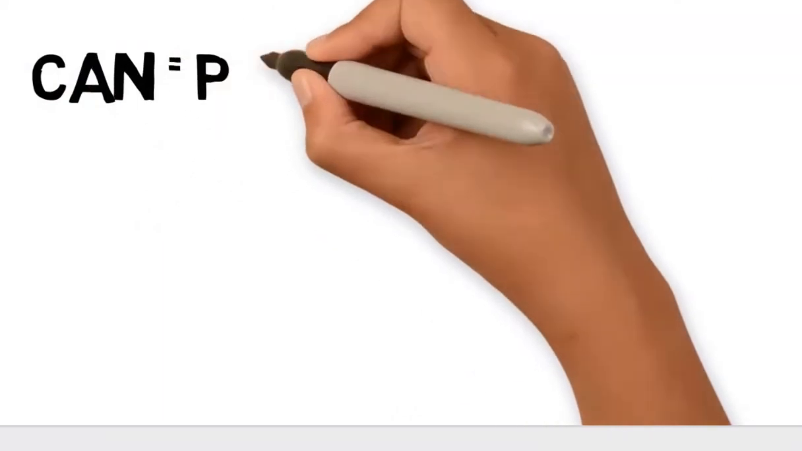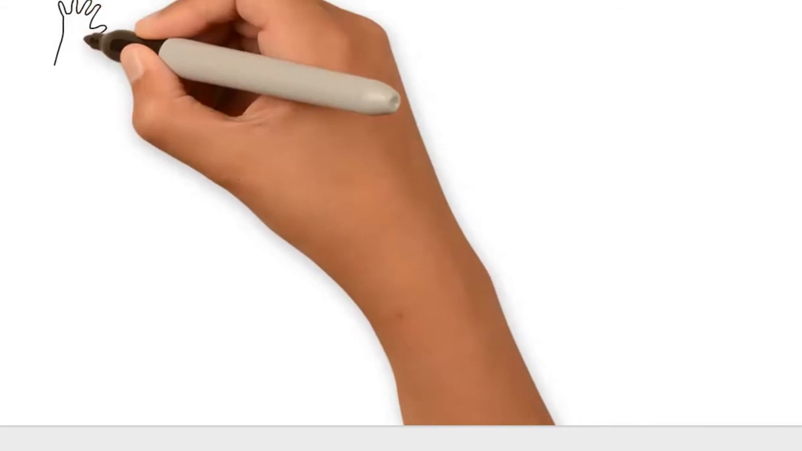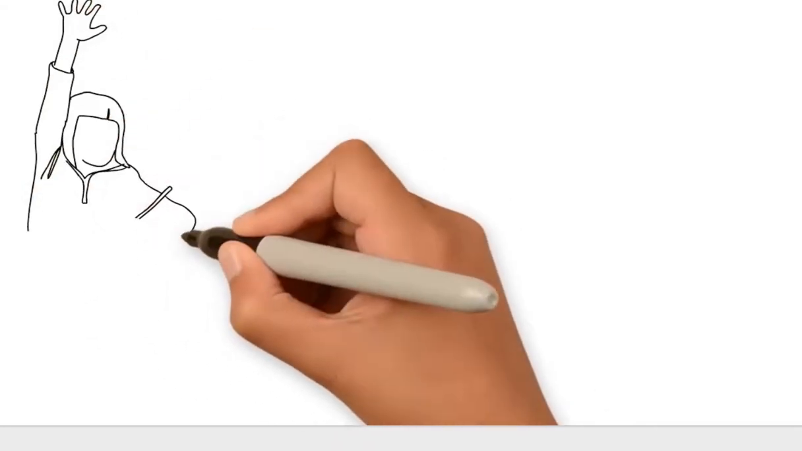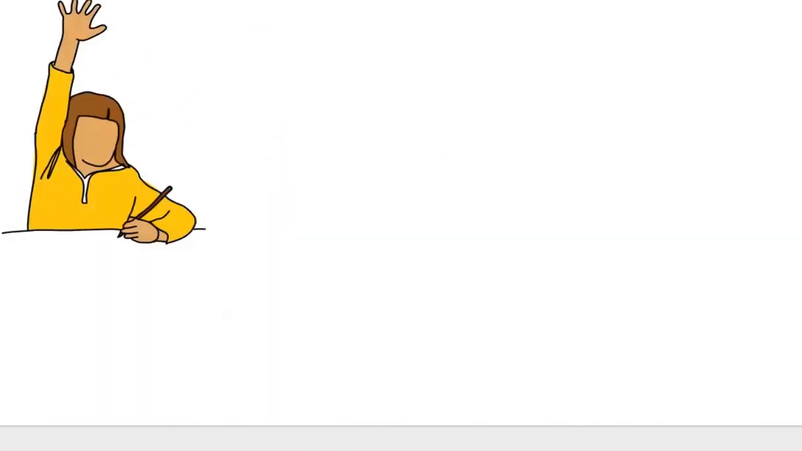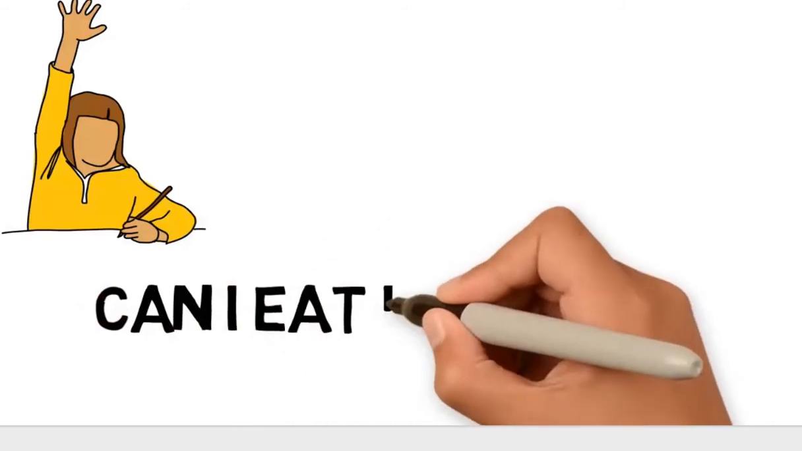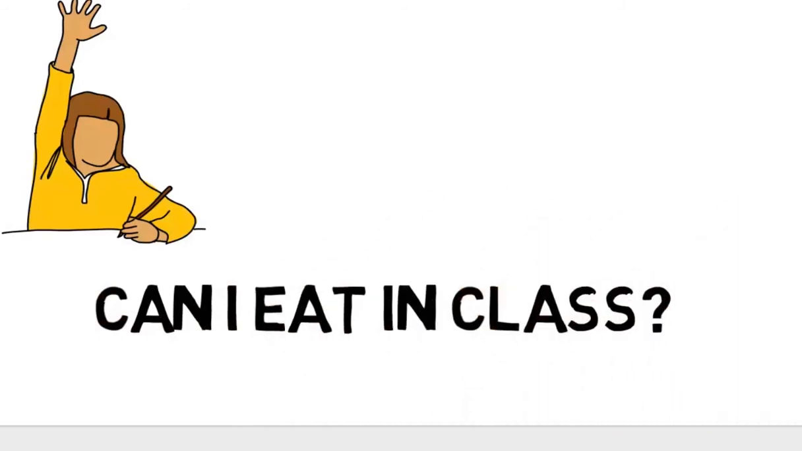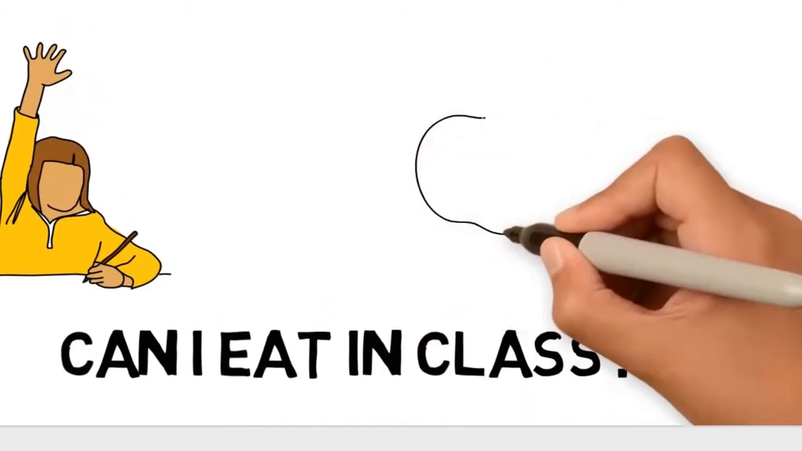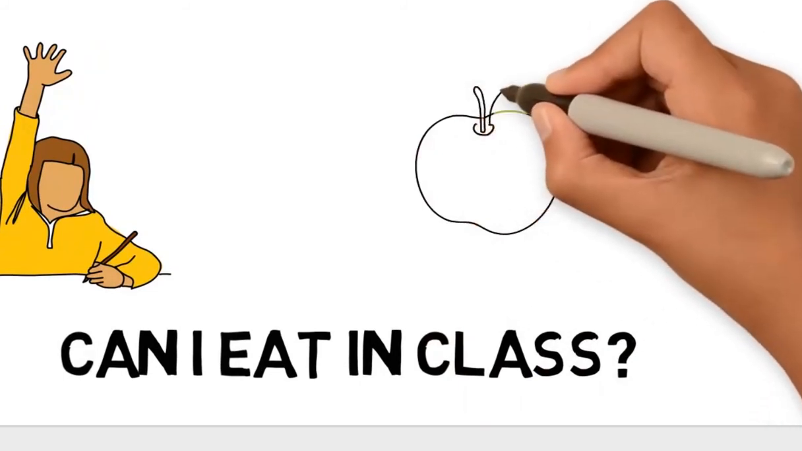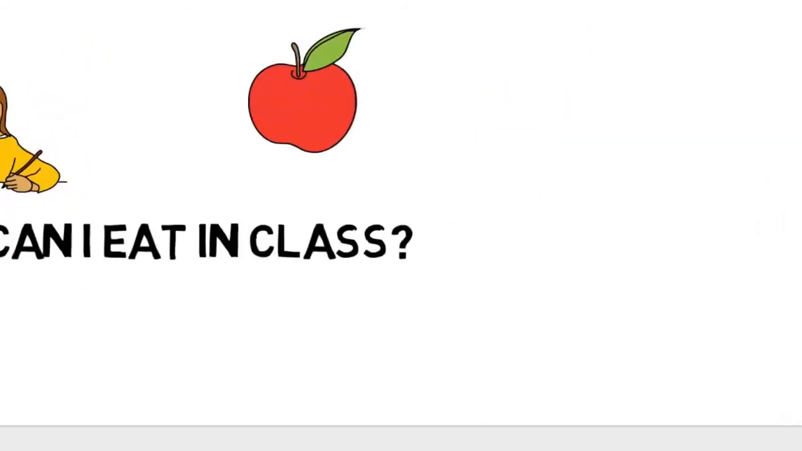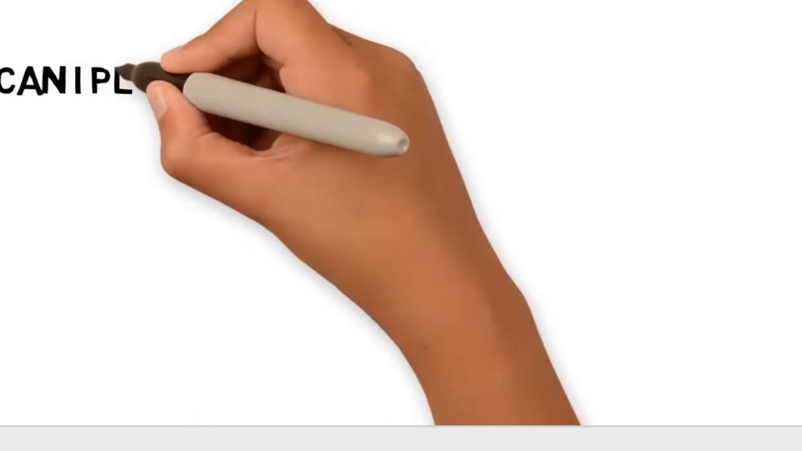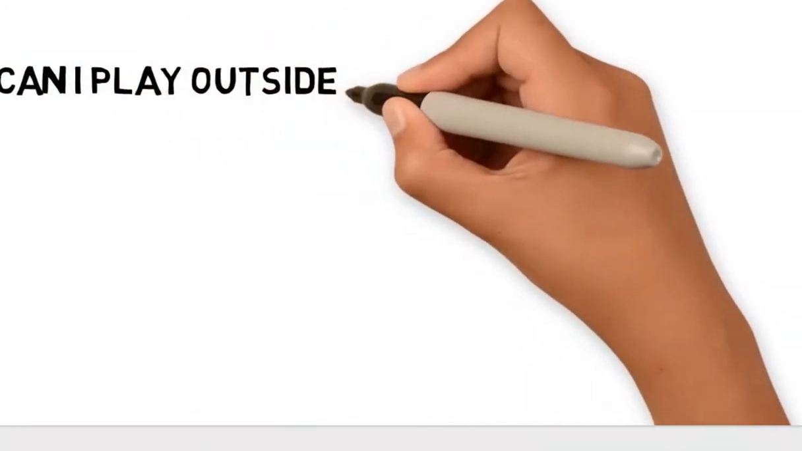Can is also used to express permission and request. Let's analyze some examples now. Let's see, you are in class and you want to ask a teacher something. The common question would be, can I eat in class, teacher? This is to ask permission to do something in class. In this case, eat.